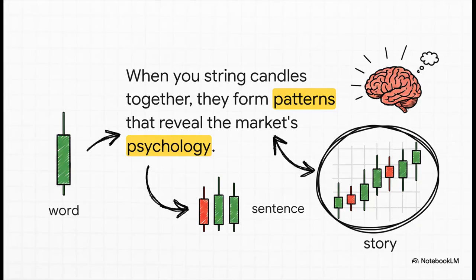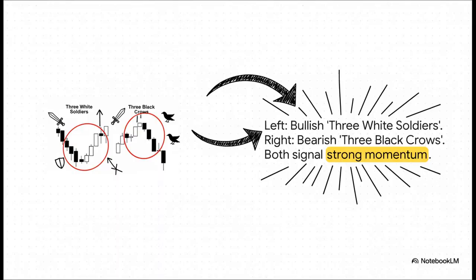Now, one candle on its own, it's like a single word. Interesting, but it doesn't tell you much. But when you start stringing them together, one after another, that's when you get sentences. You start to see patterns. And these patterns, man, they reveal so much about the tug-of-war happening between the buyers and the sellers. Check this out. This is a perfect example. On the left, you've got what's called 3 white soldiers. See that? 3 big, strong green candles in a row. It's like a story screaming at you that the buyers are in complete control. And on the right, the exact opposite. 3 black crows. It's just relentless selling, one candle after another. You can see the momentum just by looking at the picture.